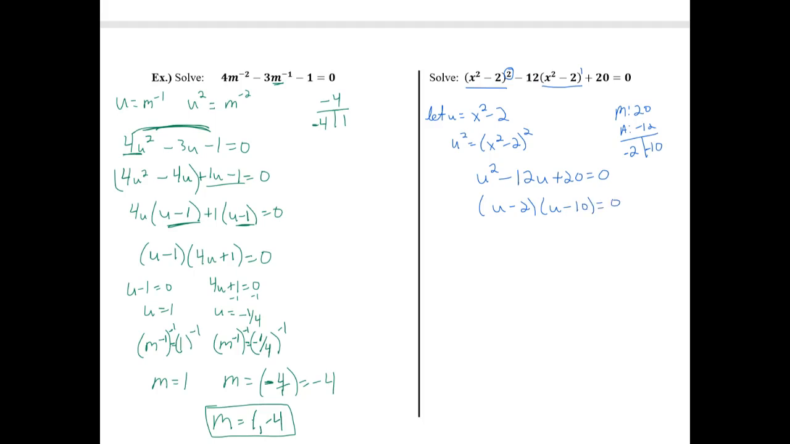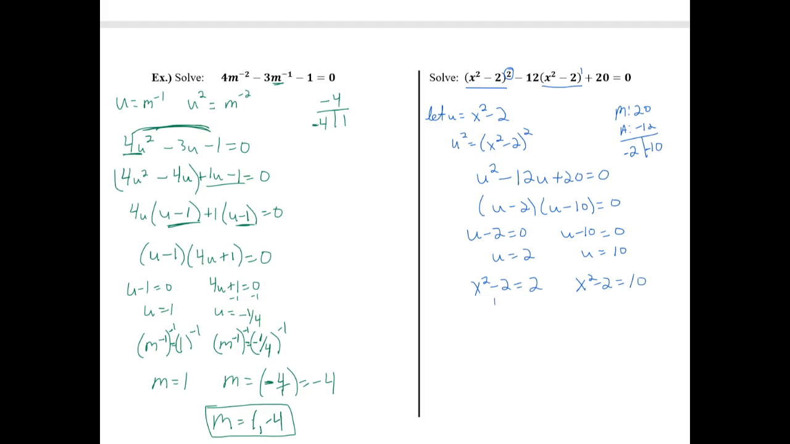Use the zero product property to set each one of those equal to 0. And then solving each one for u. So add 2 and u equals 2, add 10 and u equals 10. Now we weren't solving for u, we're solving for x. So I have to go back to what I let u equal and replace this back in for u. So u equals x squared minus 2. I'm going to replace this with x squared minus 2. X squared minus 2 equals 2, and x squared minus 2 equals 10.